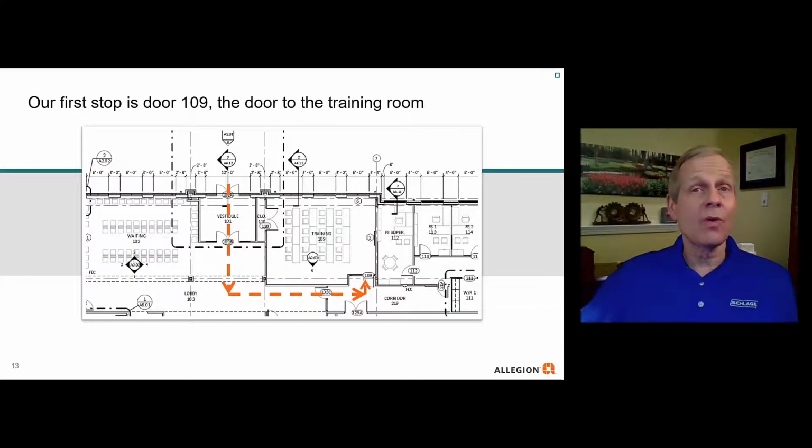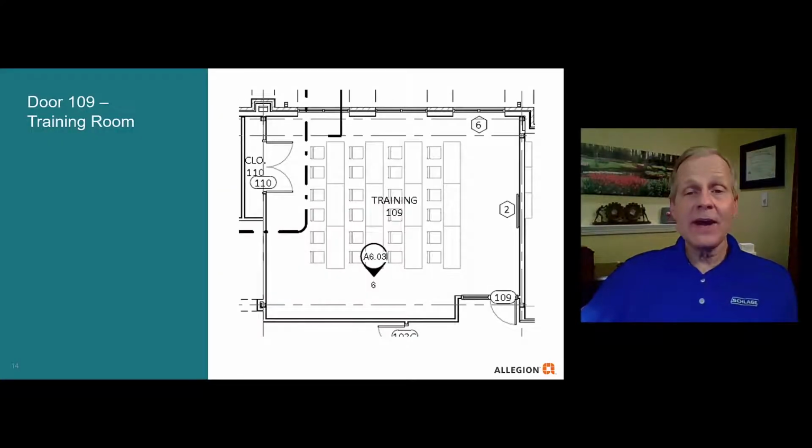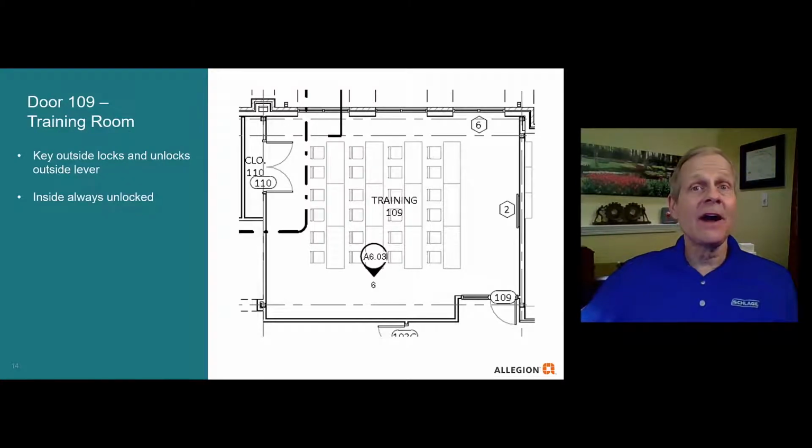We're going to go to door 109, our first stop, and that's going to be the training room. So for a training room door, we're going to want a key on the outside that locks and unlocks the outside lever. The inside is always going to be unlocked. This is known as a classroom function.